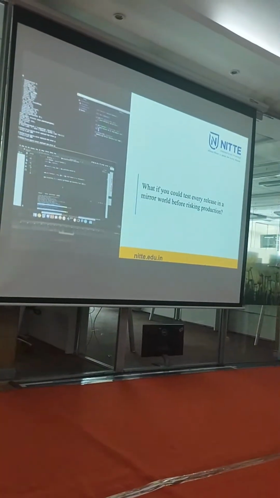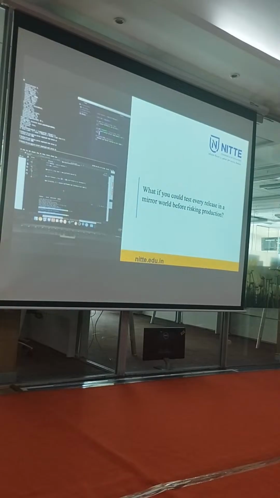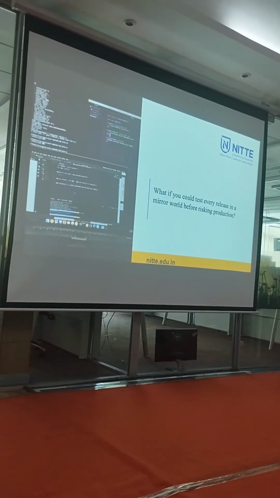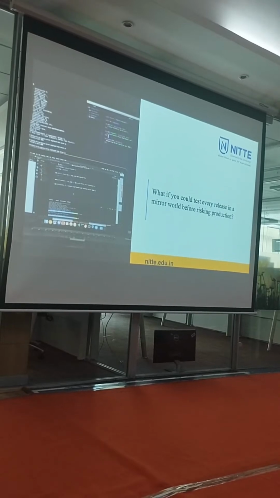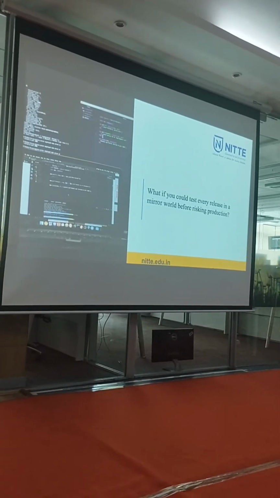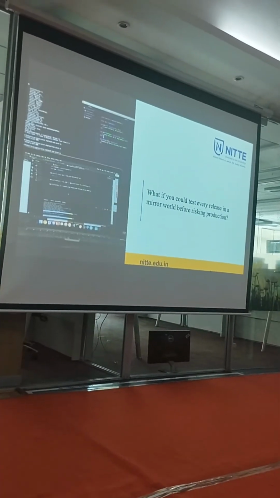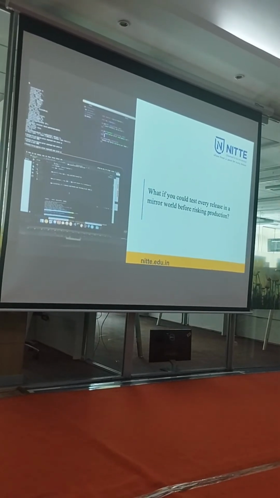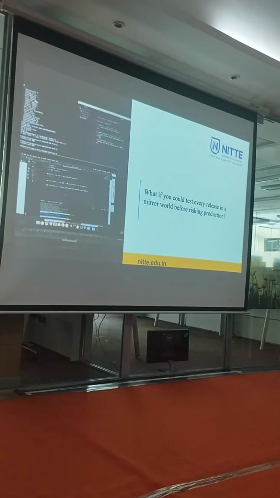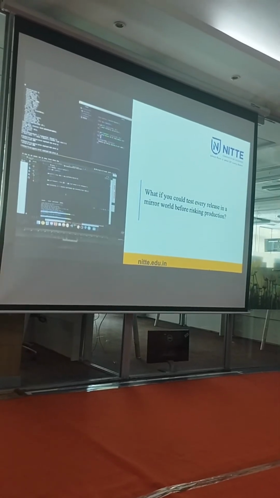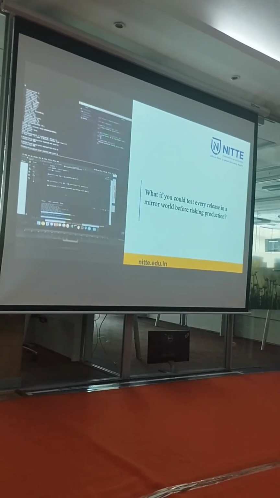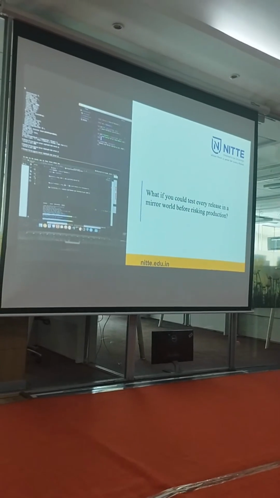So what if you could test every release in the mirror world before risking the production? Maybe most of you might have seen, and you might have also addressed the client queries. So if there is a twin technology existing for every system that is being developed, you have an AI-enabled digital twin. So certainly that would help. That would come handy, is it not? What do you think? What is your perception about this? That would be great. That would be really awesome. Great. Cost saving. Cost saving.